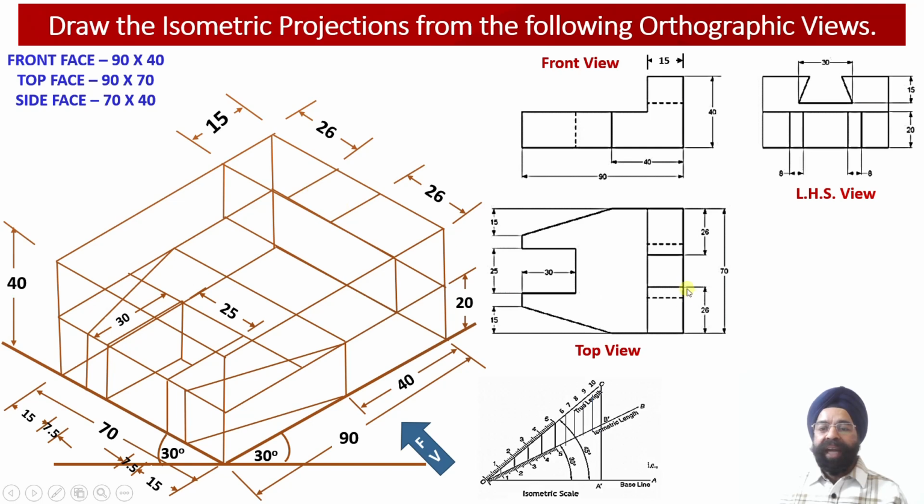Now we know that at the top this width happens to be 18 millimeter, whereas at the bottom the width has been provided to us equal to 30 millimeter. That is, this distance will be 6 millimeter, this distance will also be 6 millimeter.